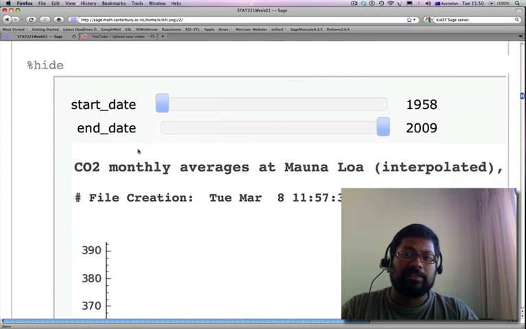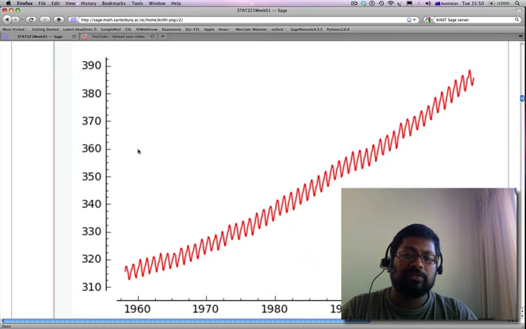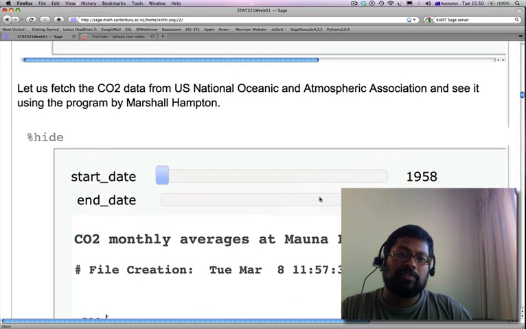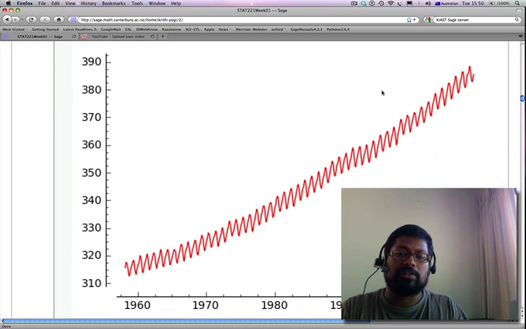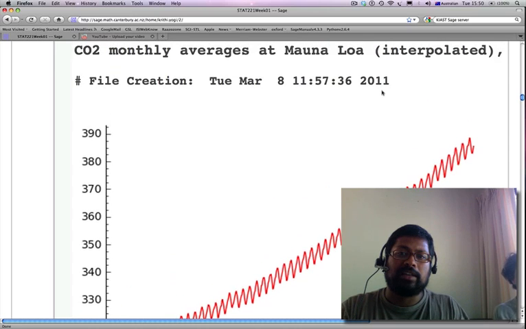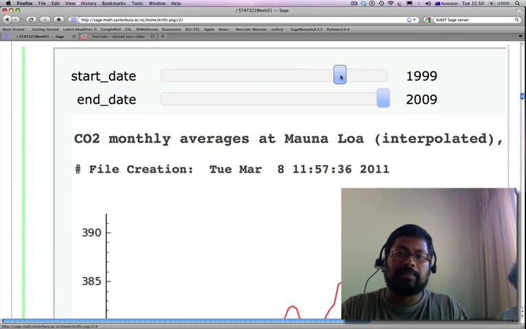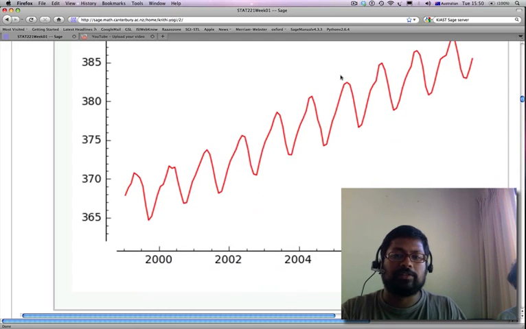Here is environmental data of carbon dioxide concentrations from 1958 to 2009. This is fetched from the National Oceanic and Atmospheric Administration of the US, and you can see that the carbon dioxide concentration is increasing. And if you want to zoom in on the last 10 years, for instance, then you can see exactly what the concentration is.